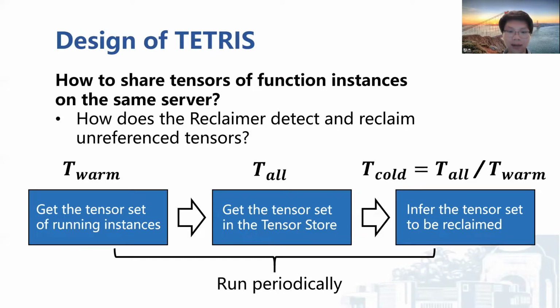After the tensors are shared, they may be referenced by different instances. It is also important to detect and reclaim the unreferenced tensors correctly. To achieve this, we deploy a separate reclaimer on each server and run a detection and reclaim loop periodically. Inside the loop, the reclaimer first retrieves the set of referenced tensors denoted by T1, then gets the tensor set residing in the tensor store denoted by T0, and finally, the tensor set to be reclaimed is inferred by T0 minus T1.